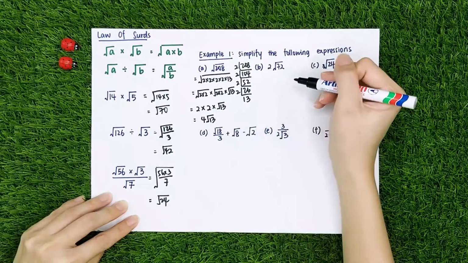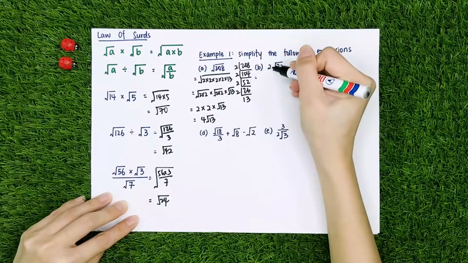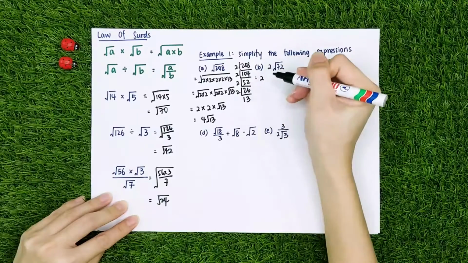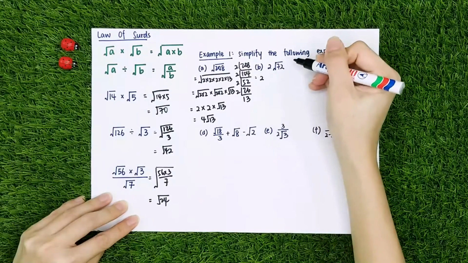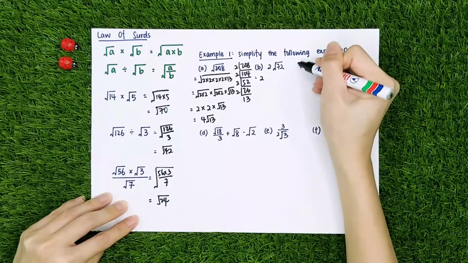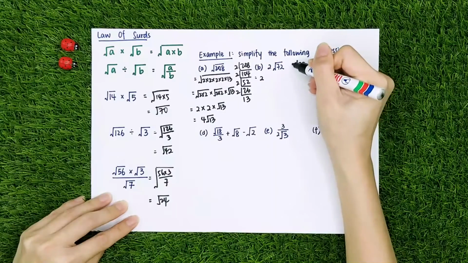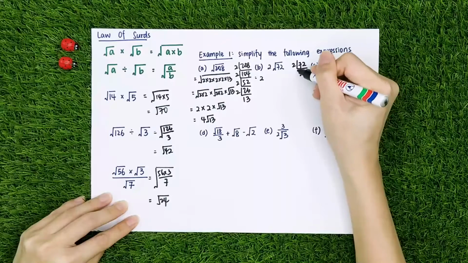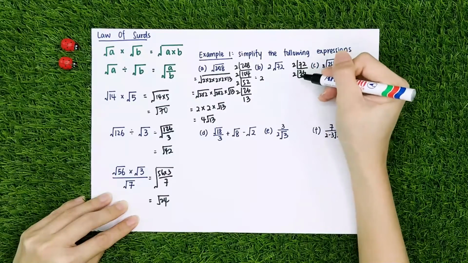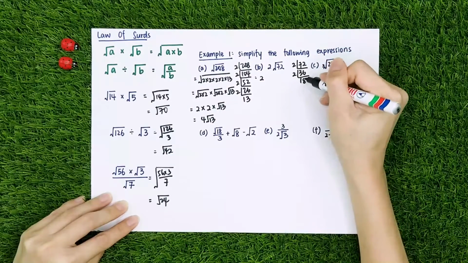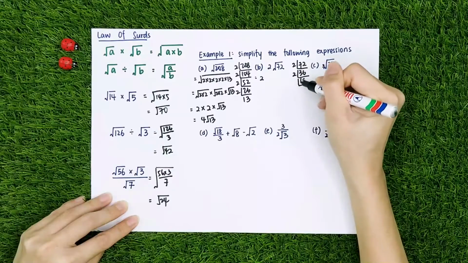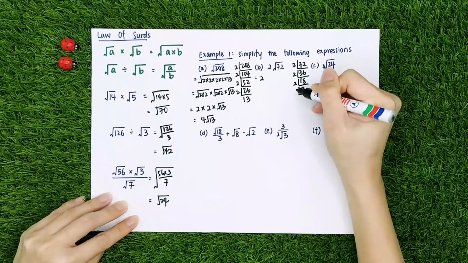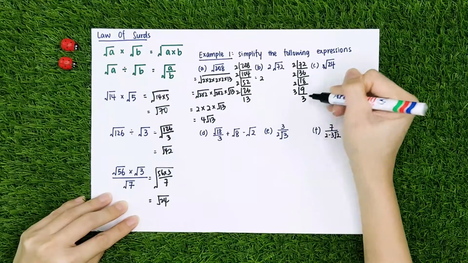Okay, let's go to part B. Part B is 2 times square root of 72. So I will move down the 2 at here first, and then I will do the 72 at here. I will divide the 72 by 2, then I will get 36. And I will continue to divide by 2. I will get 18. And continue to divide by 2 again. I will get 9. And now I will divide by 3, and I will get 3 here.